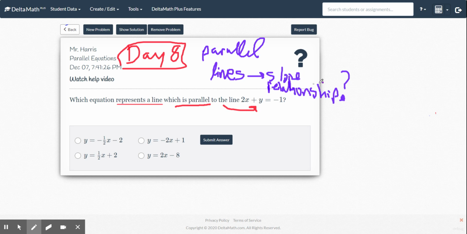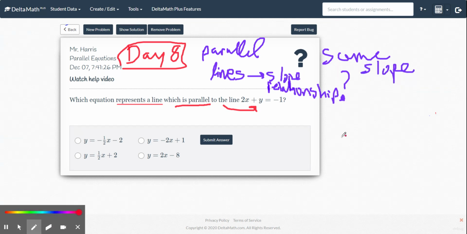Well, parallel lines, guys, they have the same slope. That's why if you ever see two parallel lines, you see one line going like this, and you're going to see the other line looking real similar. The only difference is it's going through a different location. They have the same slope, though.